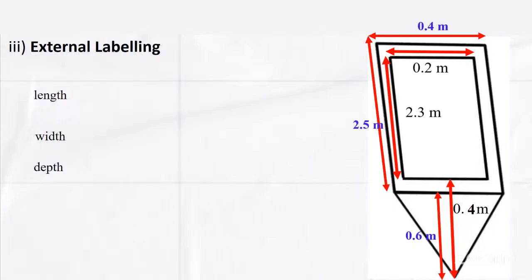All right, so we have our length, width, and depth representing our external measurements being displayed here. Pay attention to those measurements. I'm sure you would have looked at the diagram.